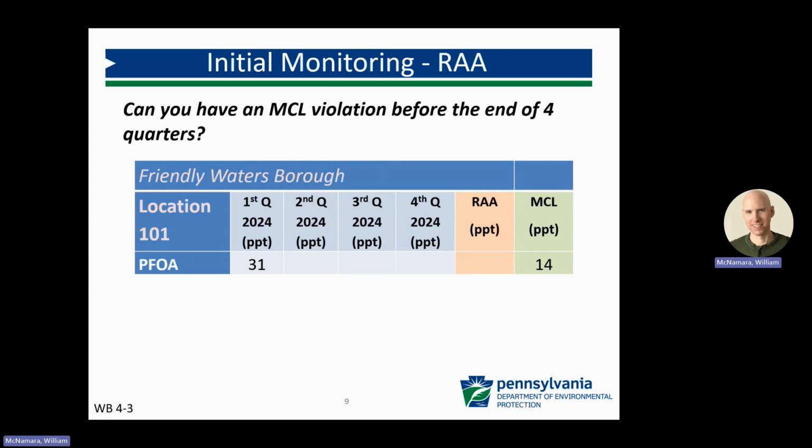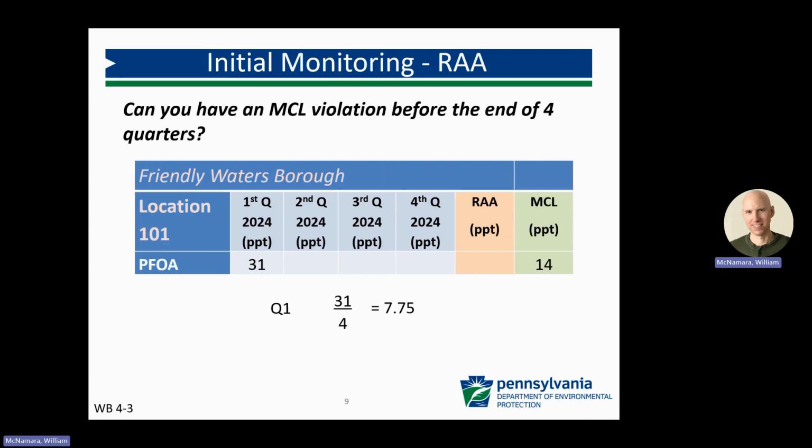So can you have an MCL violation before the end of 4 quarters? Well, let's take a look, because yes, you actually can. Here's an example again, quarter 1 at Friendly Waters for PFOA. Let's say it was 31 parts per trillion.